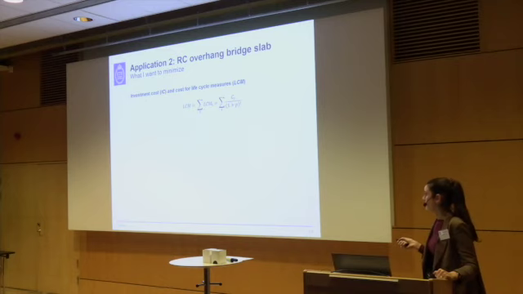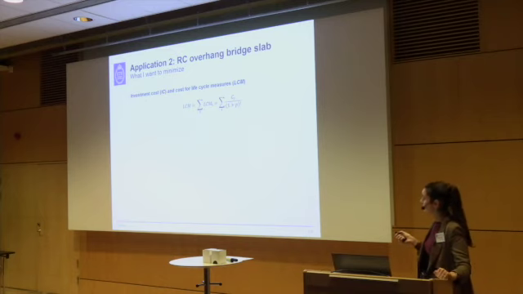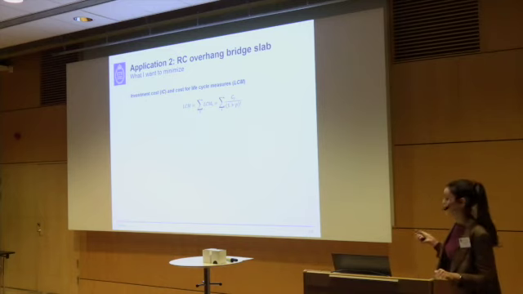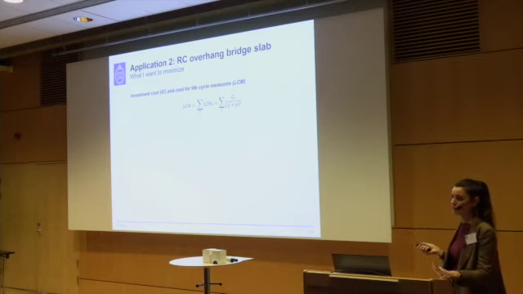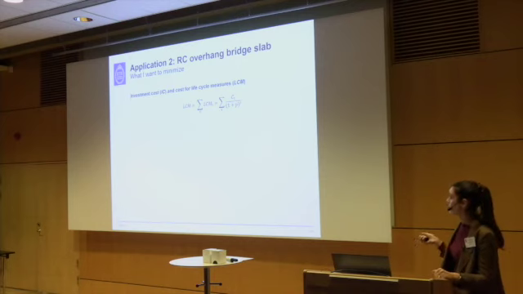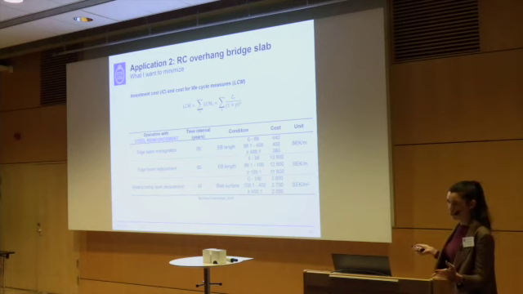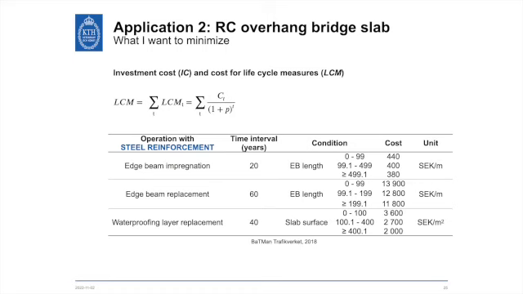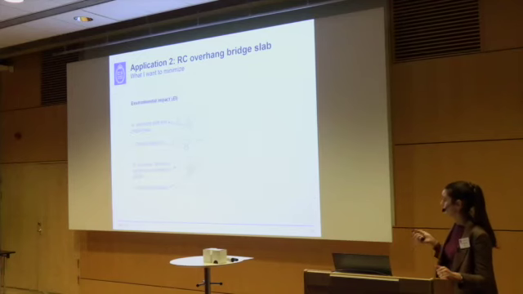Again, what am I minimizing? Investment costs, and this time I add another type of cost, which is cost for life cycle measures. So all these activities that we need to perform throughout the life cycle of a structure to keep serviceability. In this specific case, when we look at steel reinforcement, again, we have a problem with corrosion, so we need, for example, to replace the edge beam, to impregnate the edge beam, everything that is about taking care of the corrosion. And these types of activities are not needed when it comes to GFRP. So this is the entire thing I'm trying to minimize, and I'm also trying to minimize the environmental impact.